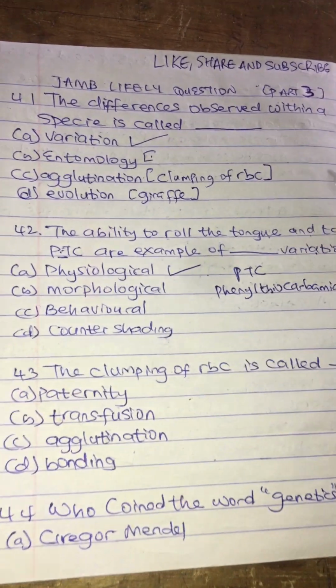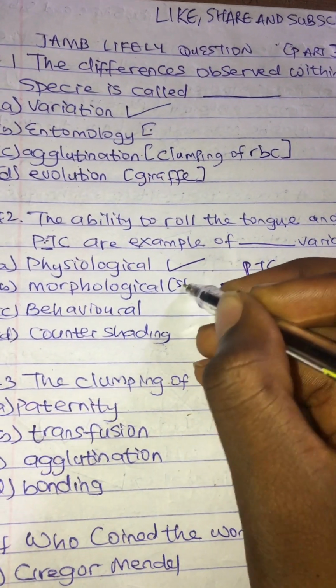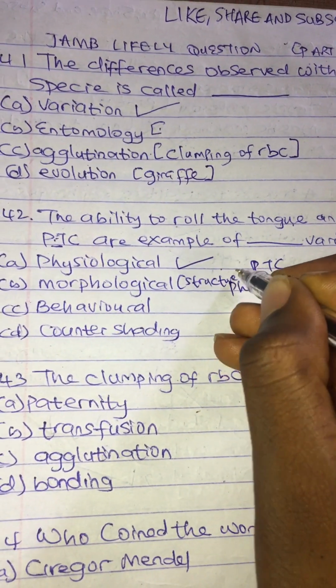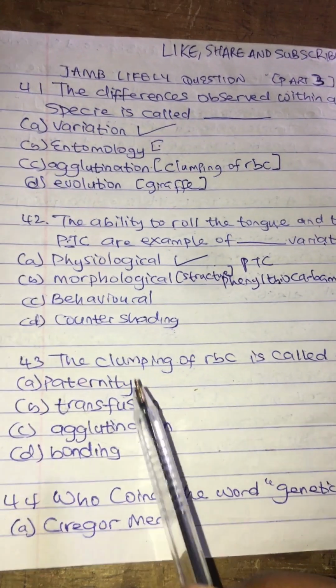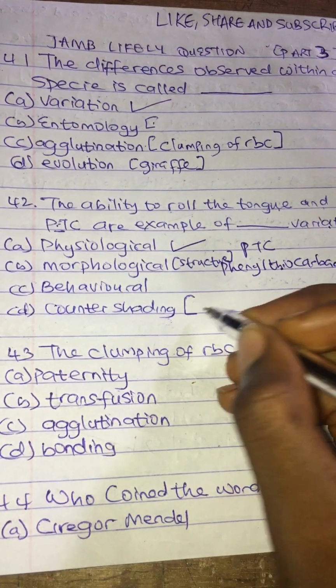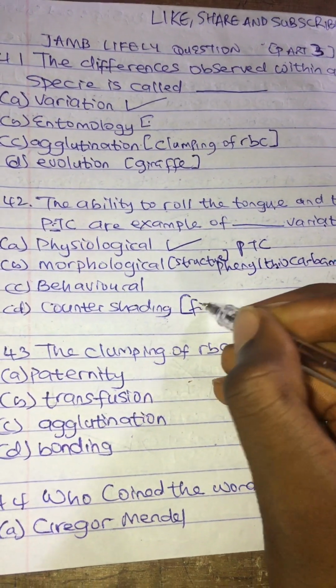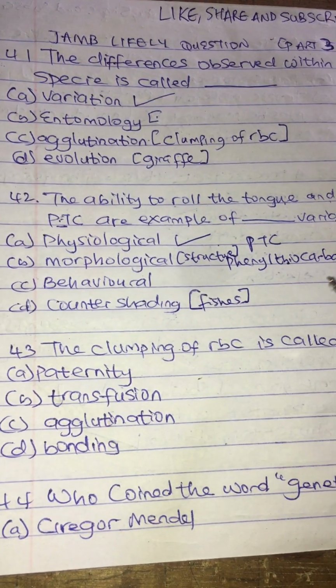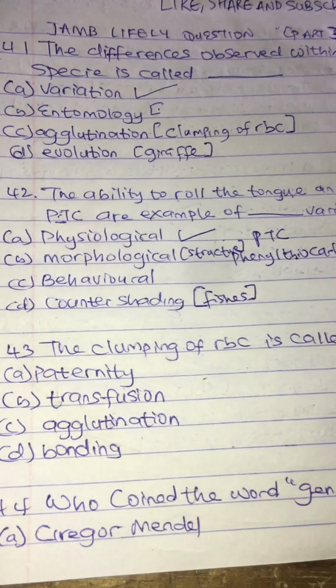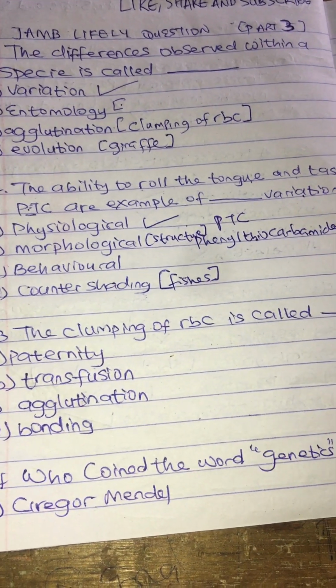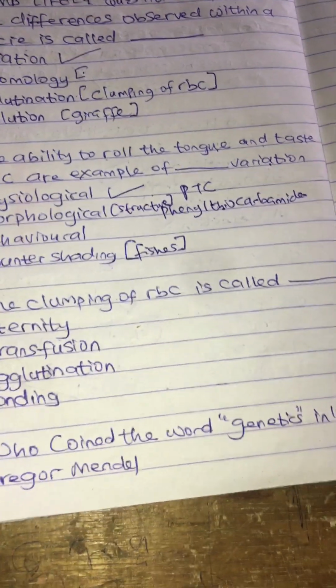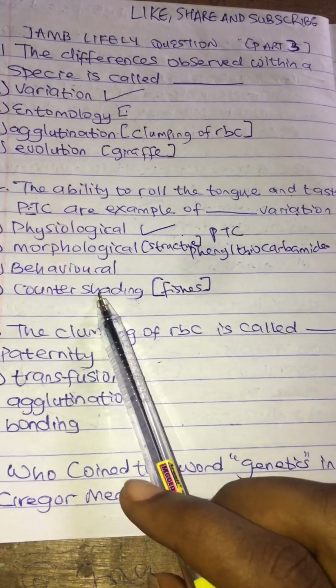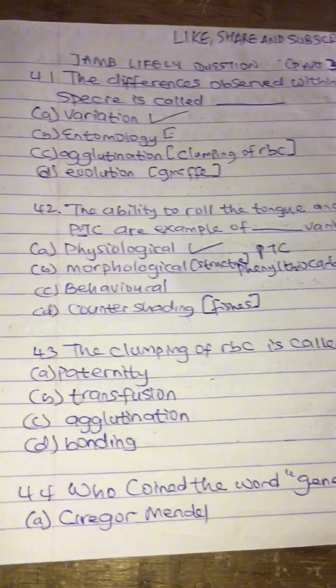Morphological deals with structure. Counter shading is found in fishes. It is a characteristic of fishes. Counter shading is when part of a fish is black and the other part is white. That's what counter shading is known for.